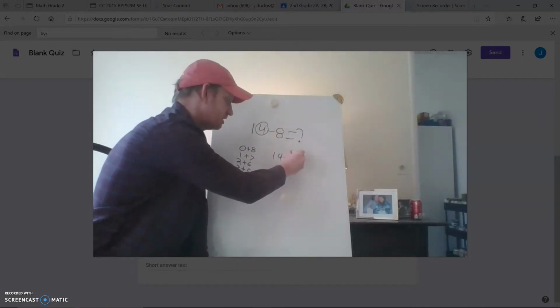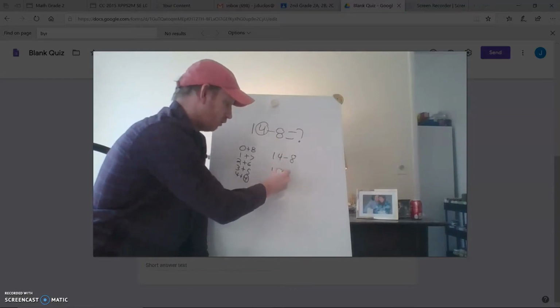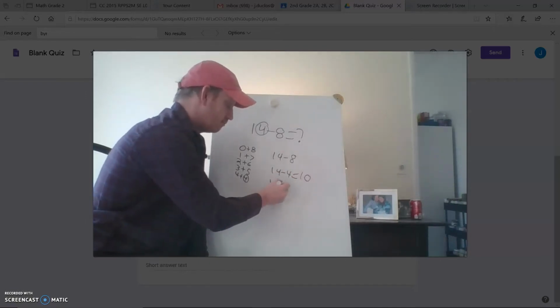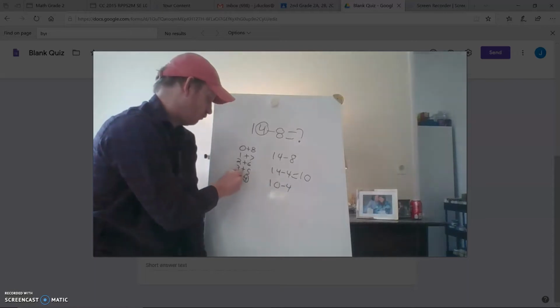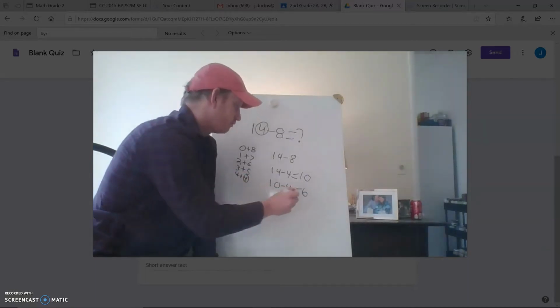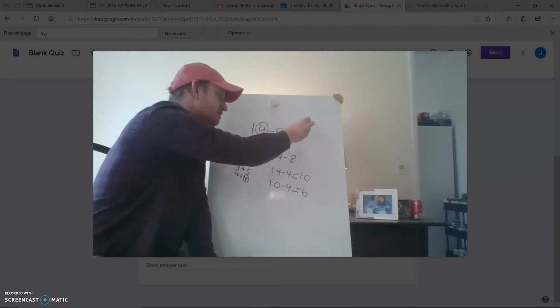So 14 minus 8 is the same as saying 14 minus 4, which equals 10, and then 10 minus 4, because it's 2 4s, equals 6. So 14 minus 8 equals 6.